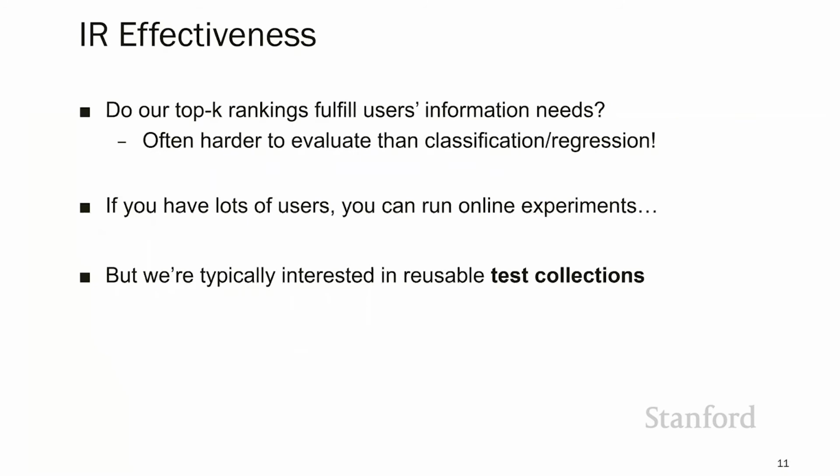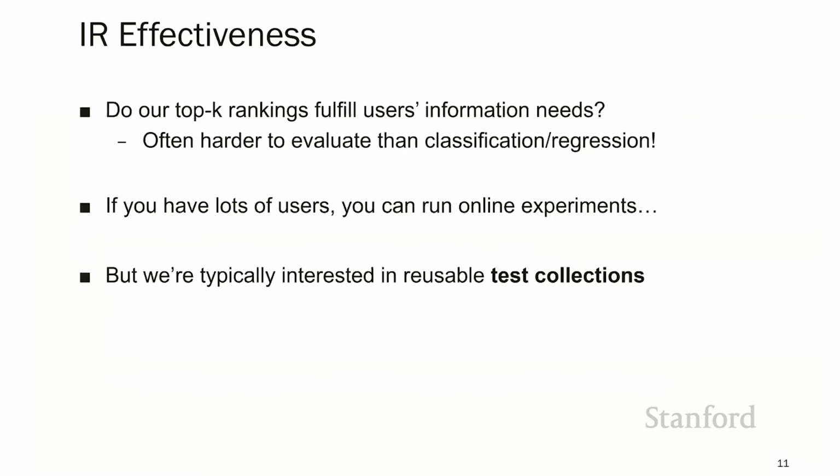More central to our discussion today, and we'll focus on this for the rest of the screencast, is IR effectiveness, or the quality, basically, of an IR system. And here we ask, do our top-K rankings for a query satisfy the user's information need? Answering this question tends to be harder than evaluation for typical machine learning tasks like classification or regression, because we're not really just taking an item and assigning it a class. We're trying to rank all of the items in our corpus with respect to a query.